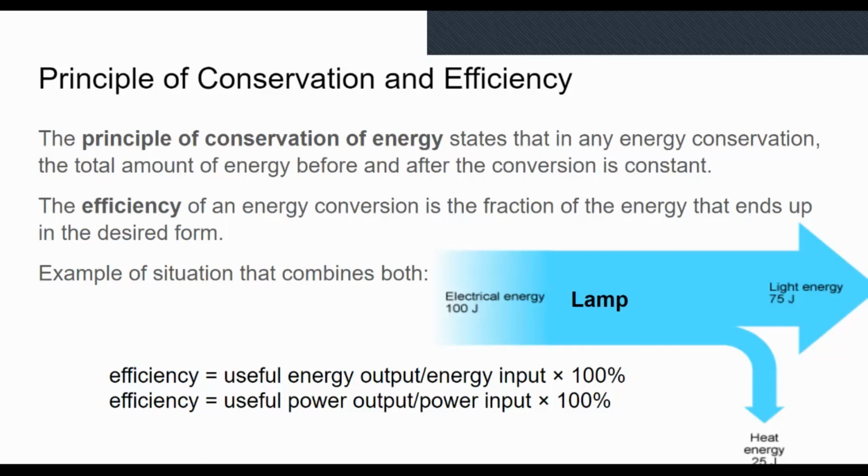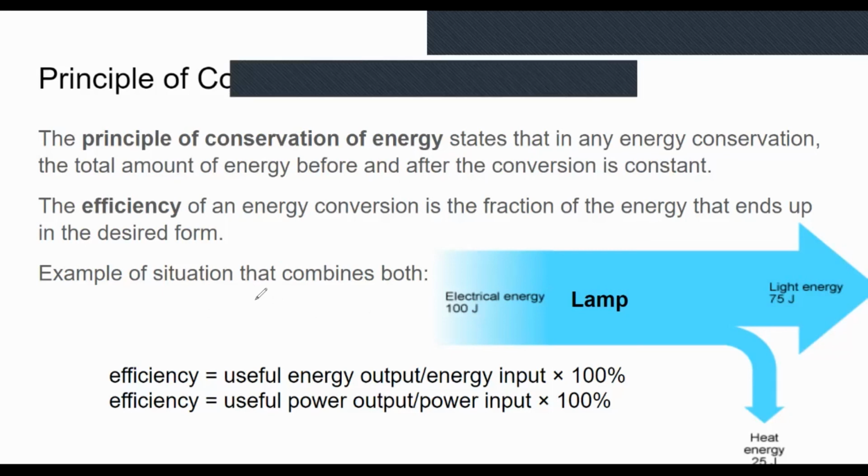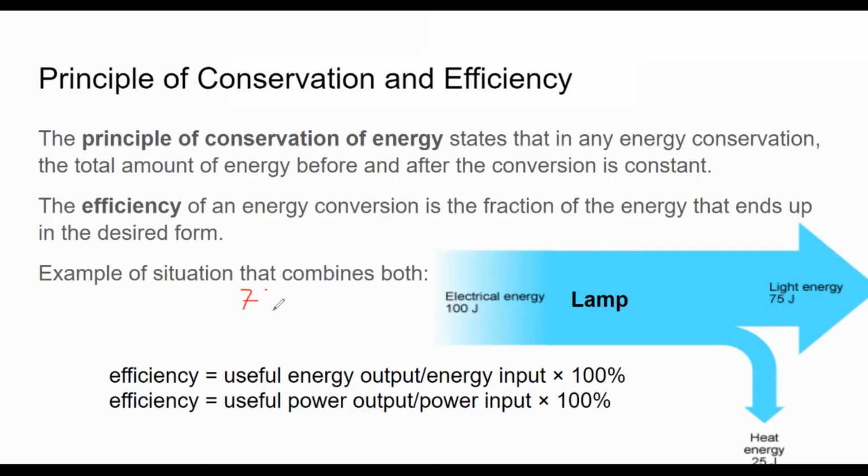So to calculate the efficiency of this lamp, we have to go useful energy, which is light, divided by total energy input, which is 100 joules. Then we divide that, and that's equal to 0.75. Then we have to times it by 100 to get a percentage, and that's equal to 75%. So our lamp is 75% efficient.